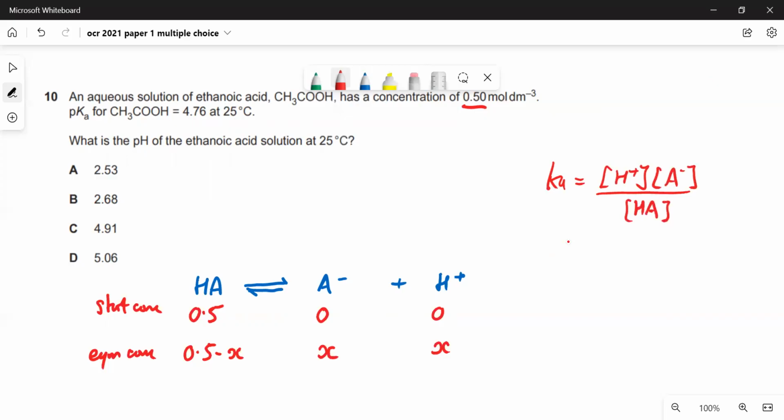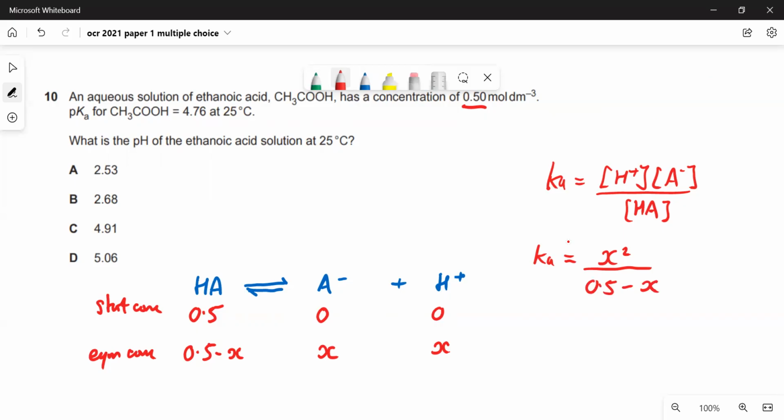Let's put our numbers in there. So Ka is going to be, we have H plus concentration and A minus, both X. So that's going to be X squared. And what's the concentration of HA? It's 0.5 minus X. And this is where we do the usual little cheat.